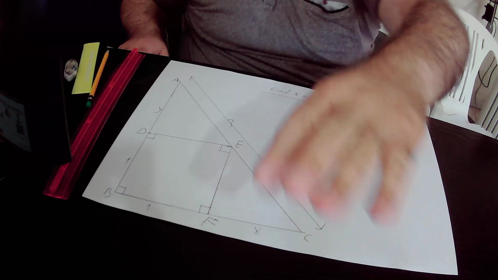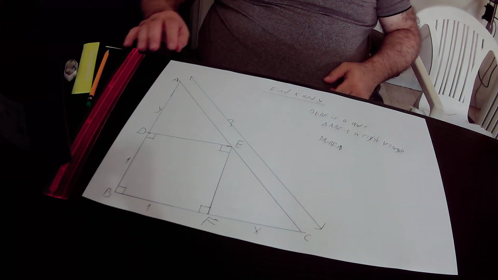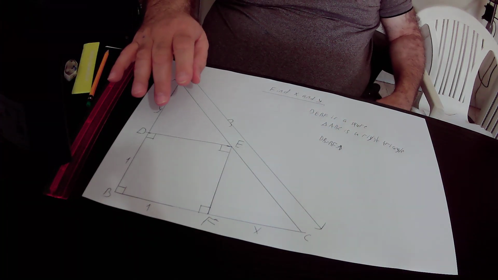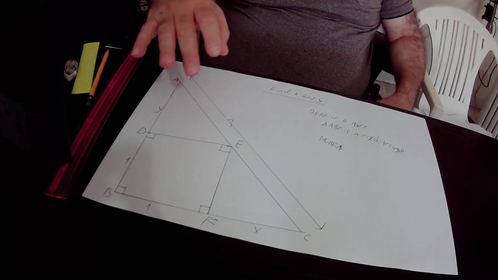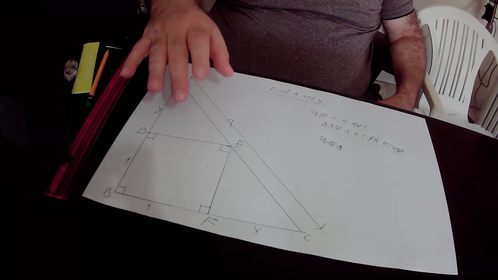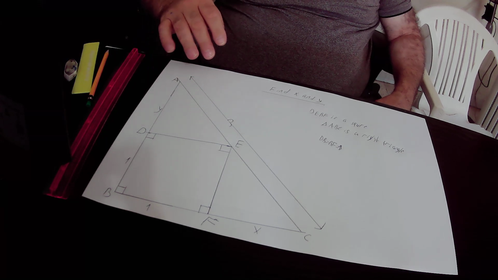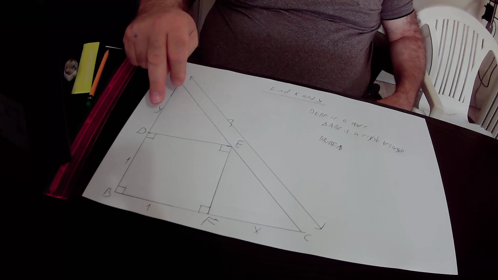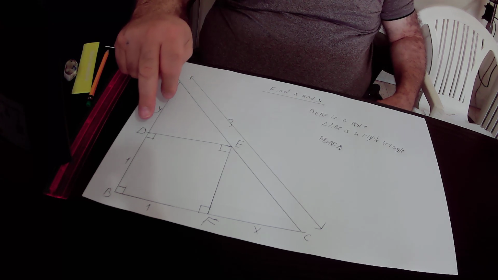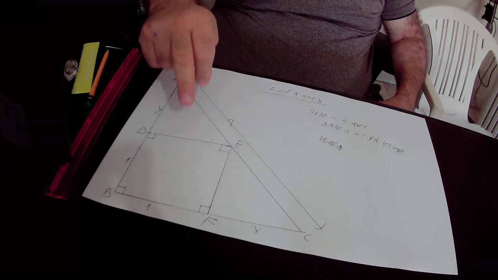Hello, in this lecture we'll find out the values of line segments X and Y. In the drawing we have square DBEF. The square is inside the right triangle ABC. You know that one side of square DBEF is equal to 1 unit, that is to say DB equals BF equals 1 unit.